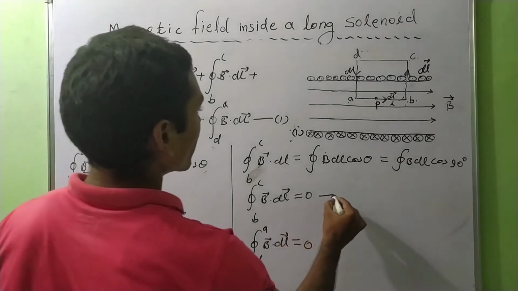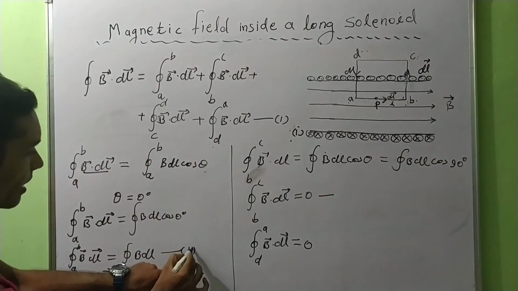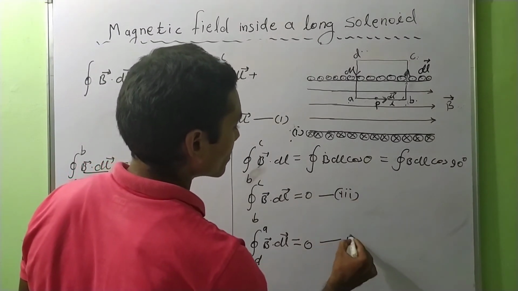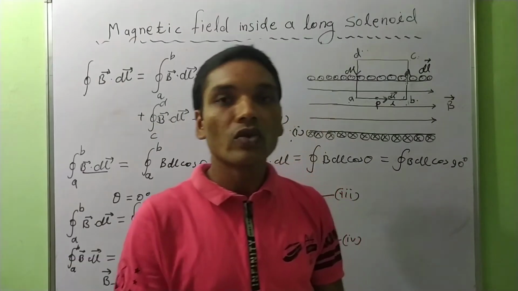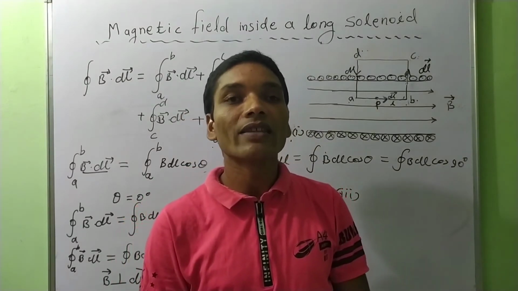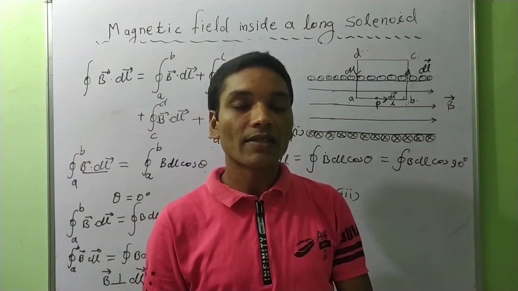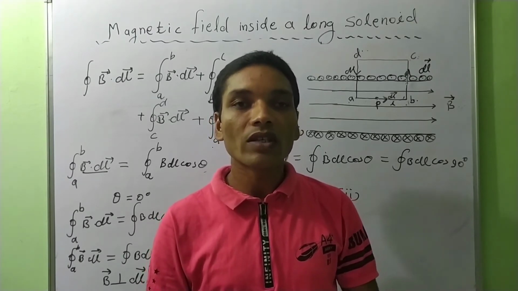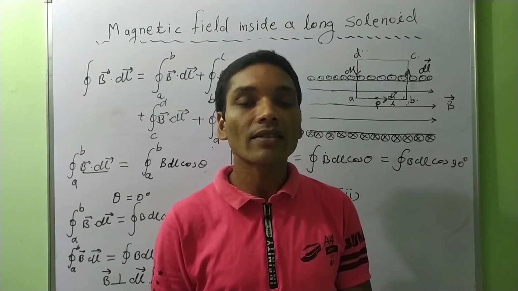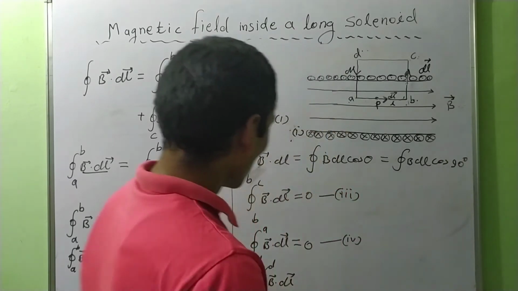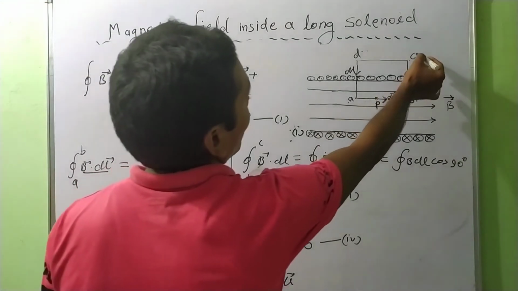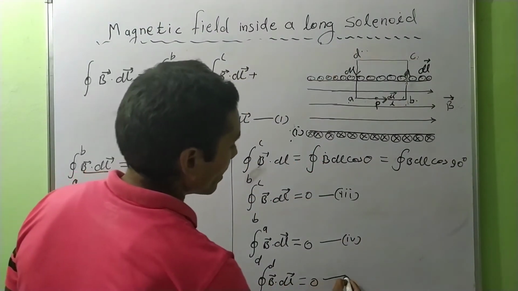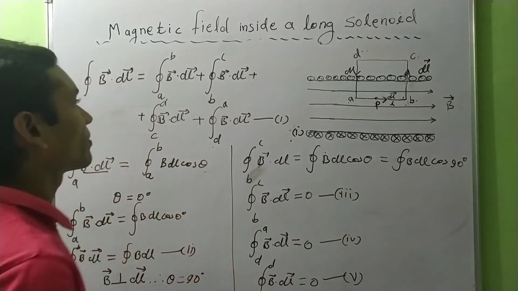Let this be the second equation, this the third equation, and this the fourth equation. You know that the magnetic field outside a straight solenoid is very negligible, and the strength of magnetic field outside the solenoid is taken as 0. So the line integral of magnetic field along path CD will be 0. Let this be the fifth equation.